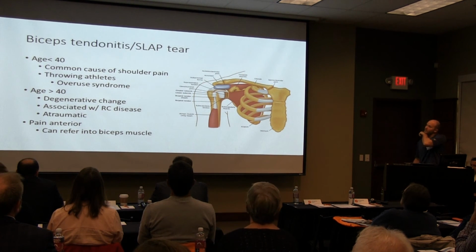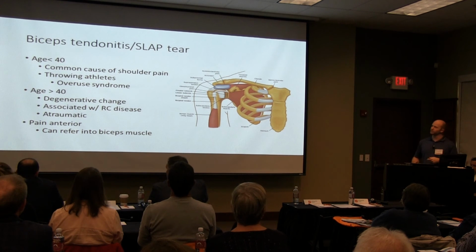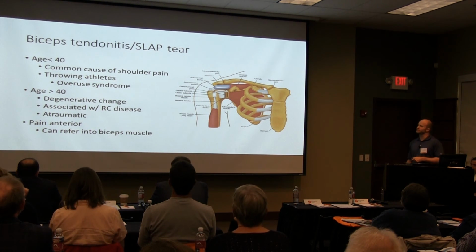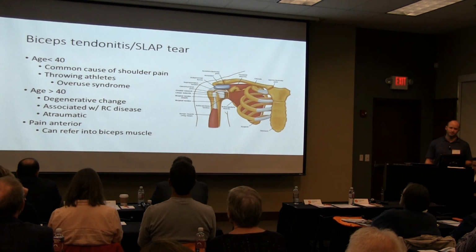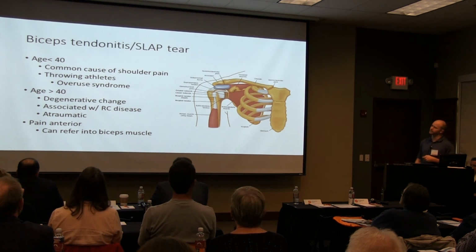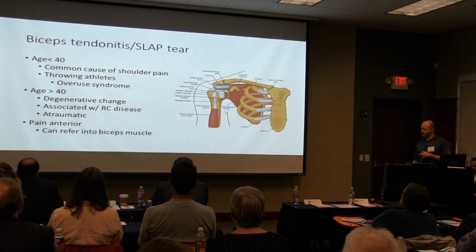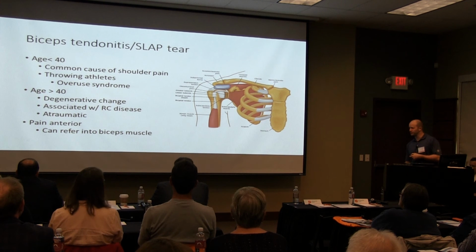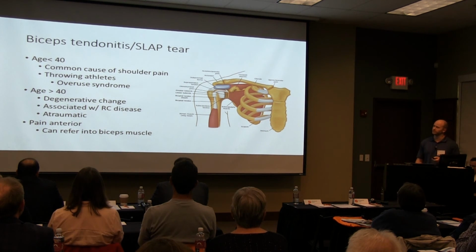So next we'll talk about biceps problems. This encompasses a fairly large range of things: superior labral tears, biceps tendonitis, biceps subluxation. It's a common cause of shoulder pain in younger patients. So if you have someone under 40 who has shoulder pain, this is something you're definitely going to want to think about, particularly in throwing athletes. It's something you're going to see a lot of in patients older than 42, but that's typically a degenerative change and often associated with rotator cuff disease.